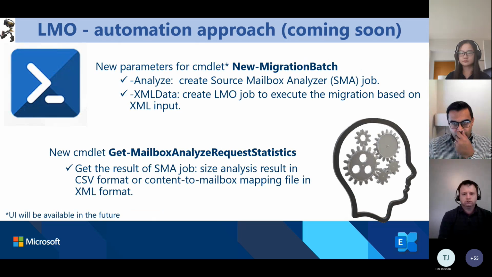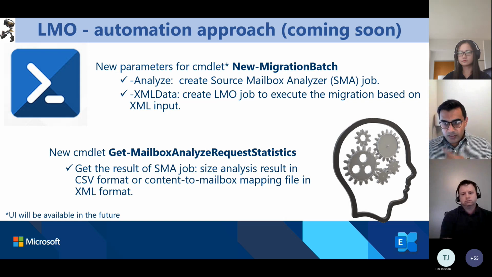So what are the two things coming? This is the command that we're modifying. It'll have new parameters, Analyze and XML data. Analyze will give you information about the makeup of the mailboxes you wanted to analyze, and XML data is the step where you input the XML, which was the output of the analyze job. You input that here, and then the XML guides the system behind the scenes on what data to move where.